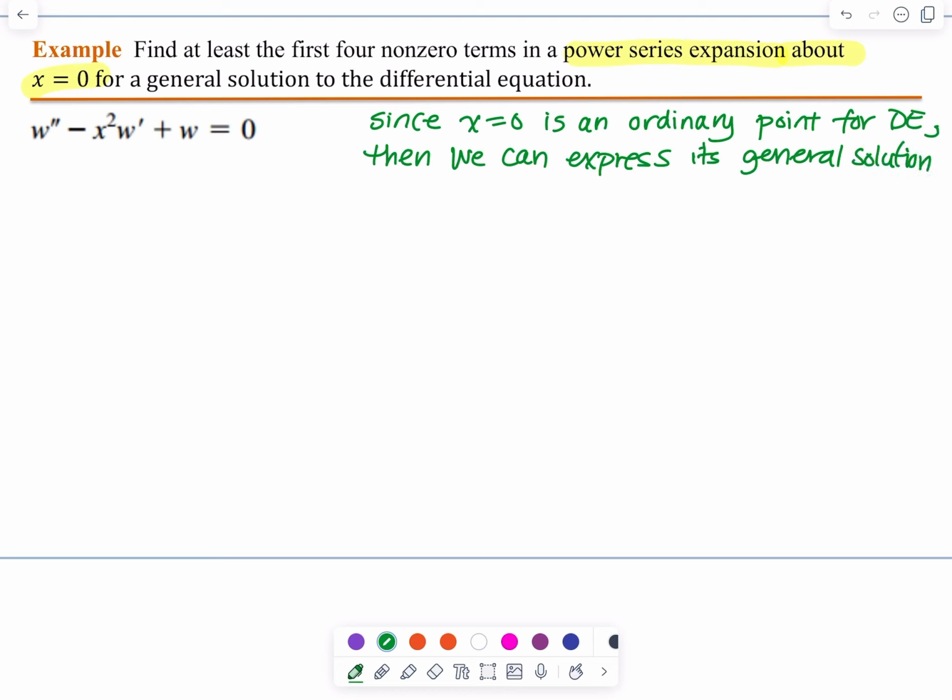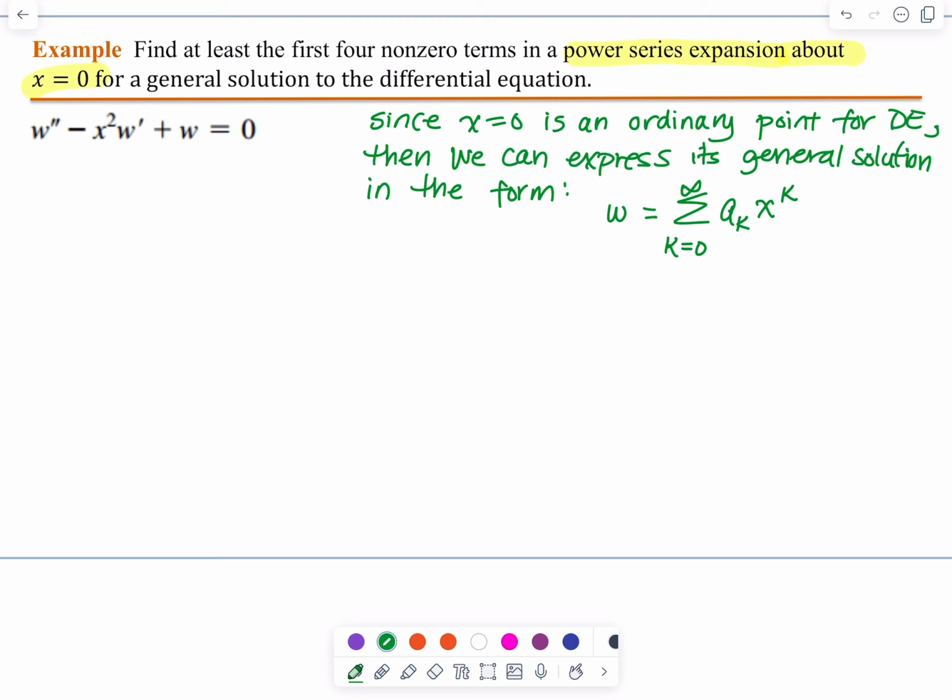In the form, and this is what we will be using. So we are looking for the form W equals the sum from k equals 0 to infinity of a sub k multiplied by x to the k power. So what we're going to do is find the derivatives of W.